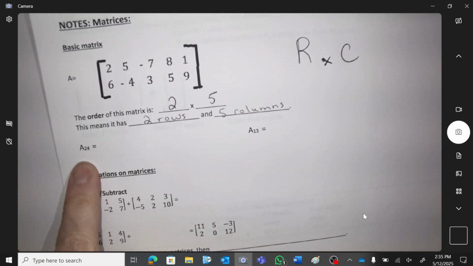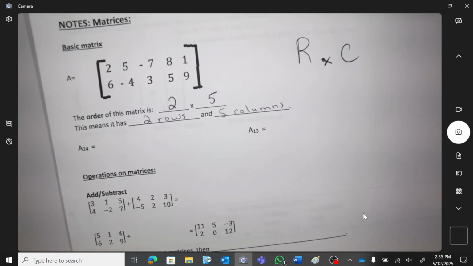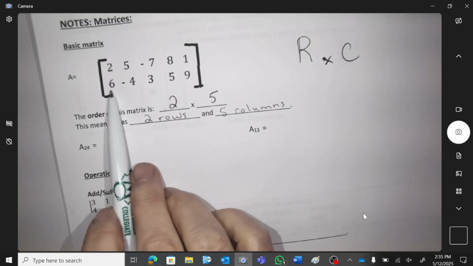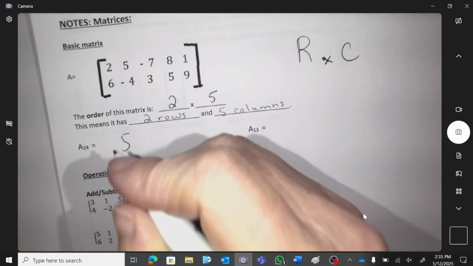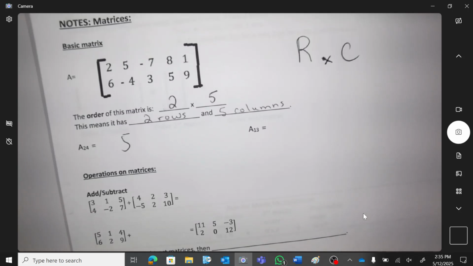So what number would you find in position 2, 4? What do you think that means? The second row, 1, 2, 3, 4, 5. Yeah. Second row, and then in the fourth column. So it's 2, 4, not 24.